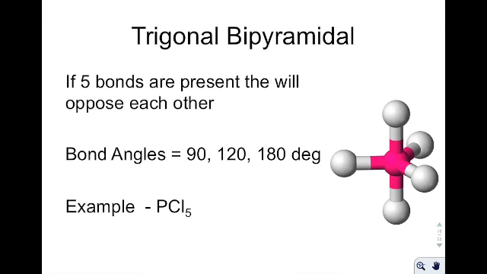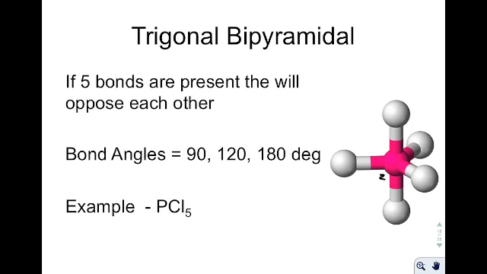Next, we have trigonal bipyramidal. This is if 5 bonds are present, they'll oppose each other, and then you have different angles depending on which ones you're looking at. So for example, the bond between these two atoms is 90 degrees. The bond between these atoms is 120 degrees, and the bond between these two atoms is 180 degrees. It depends on which ones you're looking at as far as what the bond angle actually is. That's why there's multiple ones here.